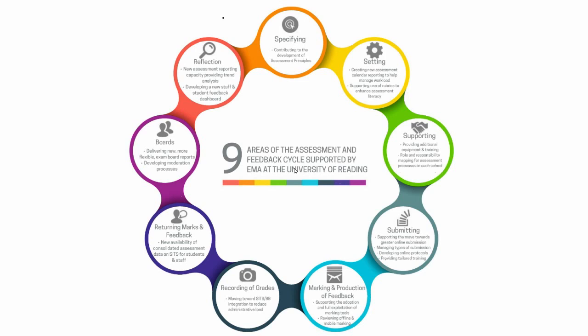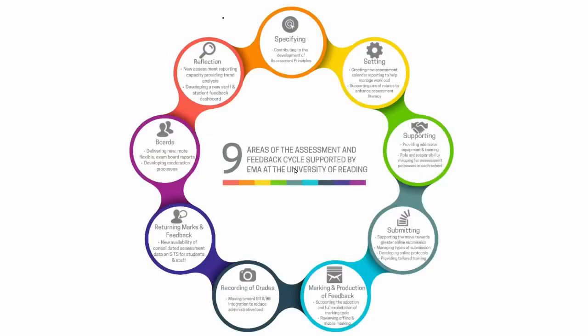A lot of the work that we're doing is actually related to the entire JISC Manchester Met assessment and feedback cycle. So if you think about specifying, we're working on assessment principles. If we're thinking about setting, we're working on creating a new assessment calendar so that we can manage better the workload of staff and students. If we're thinking about returning marks and feedback, we're now just about to launch much more data available on our SITs, which we call RISIS, so our student record system.